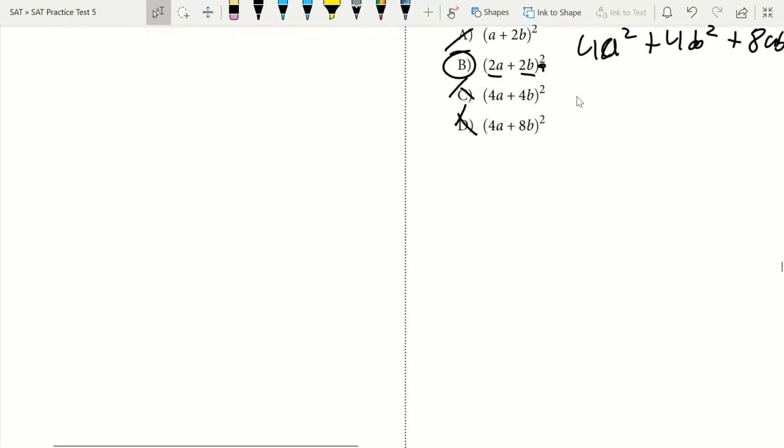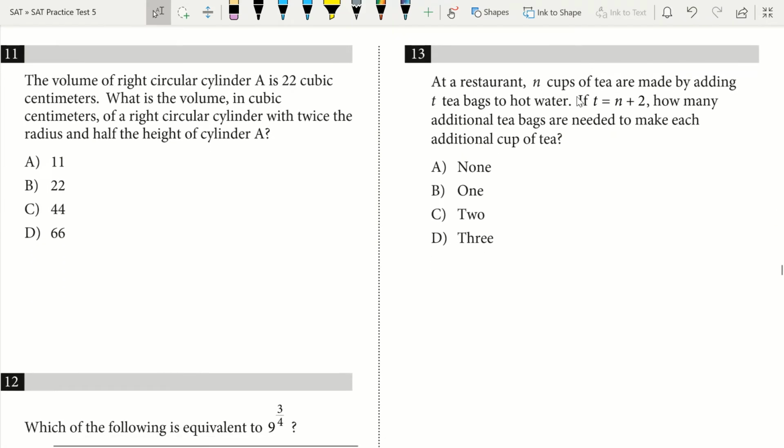Alright, moving on, question 11. The volume of a right circular cylinder is 22 cubic centimeters. What is the volume in cubic centimeters of a right circular cylinder with twice the radius and half the height of cylinder A? Alright, well, we know the equation for volume is V equals pi r squared times height. So if our height is half, then we'll have half.